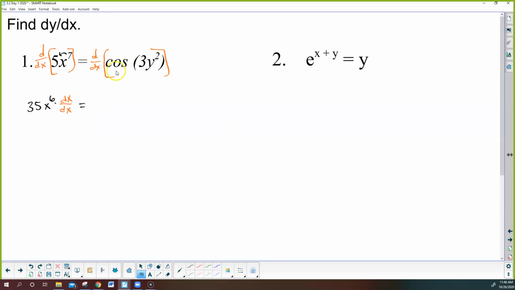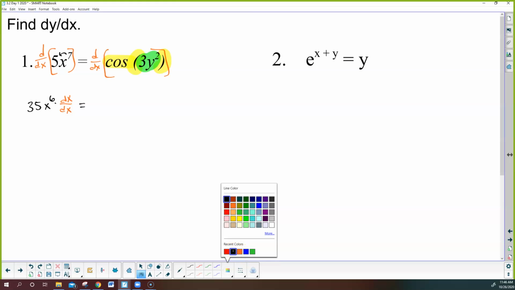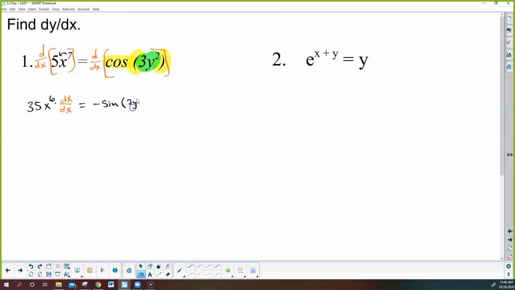But now I have a chain rule here, and this is the tricky thing. So what's going on? I've got an outside function, then I've got an inside function. And I have to find the derivative with respect to y. So the derivative of cosine is negative sine. Keep the inside exactly the way it is. But then I'm going to times by the derivative of the inside. Well, the derivative of 3y squared is 6y.